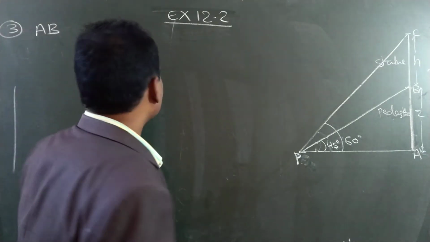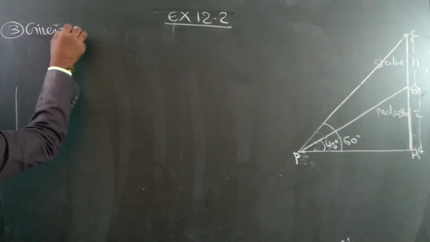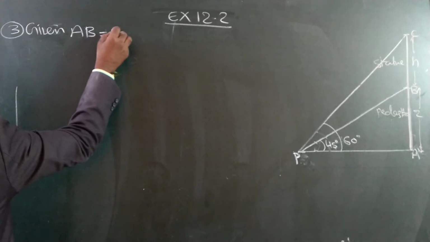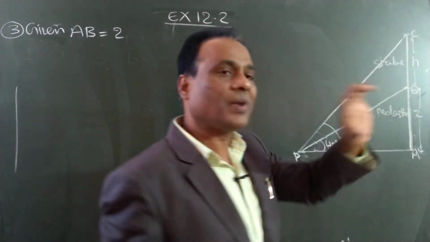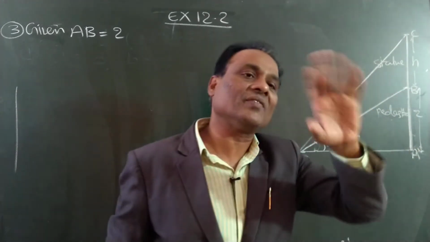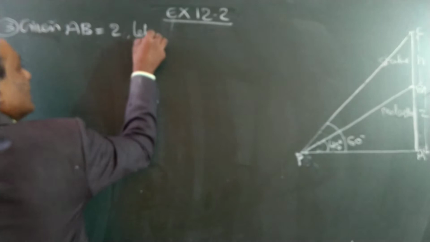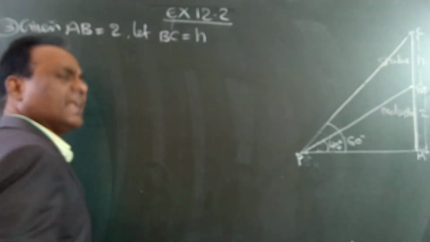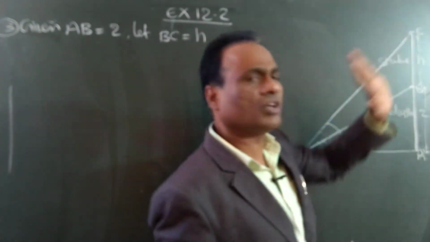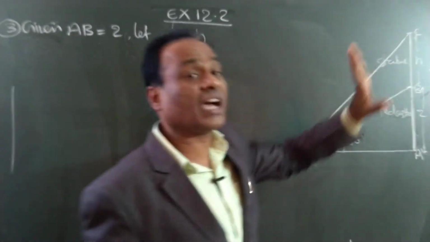Now, given the pedestal is 2 meters. Pedestal height is 2 meters, given in the problem. Let the statue height be h. Let us take the height of the statue, BC, equal to h.